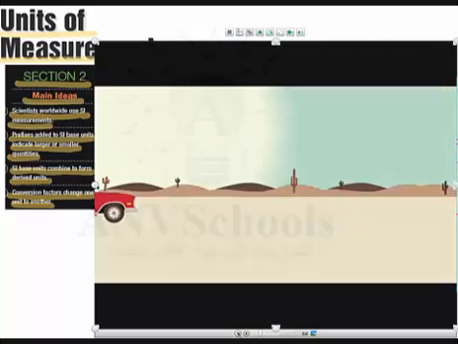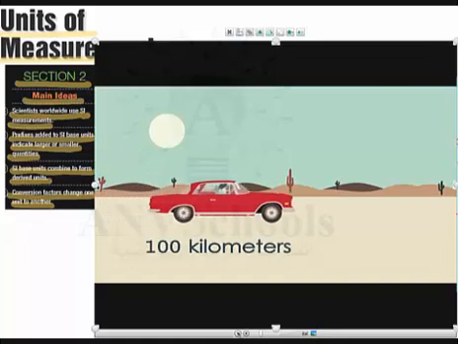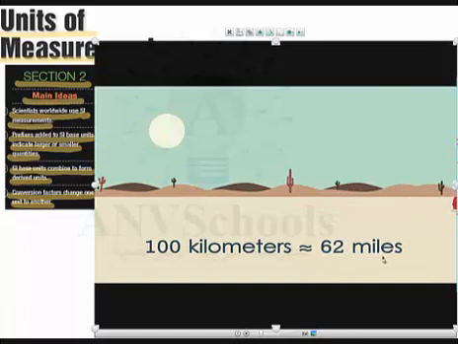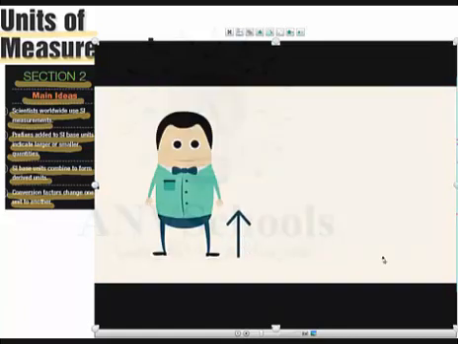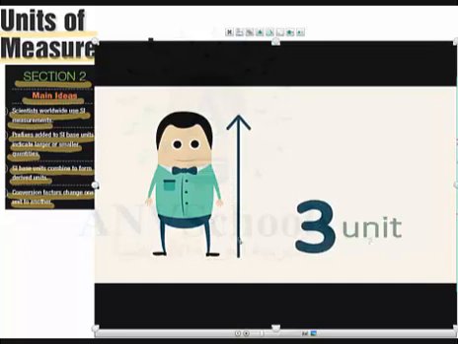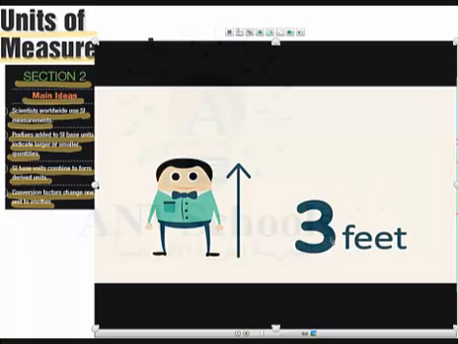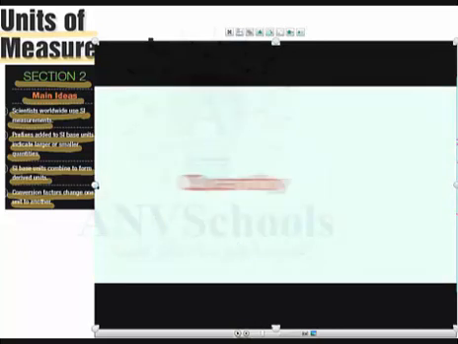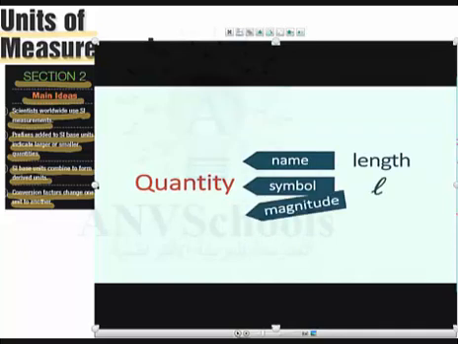So a quantity may be in different units. For distance, 100 kilometers is approximately 62 miles. Now we are looking at height. If you are tall, we will measure with different units, and if you are short, we will measure with different units, as shown here. With this person we are using meters, and if he is shorter, we might use feet, depending. So the units depend on what we need.